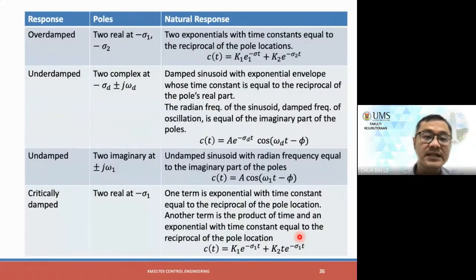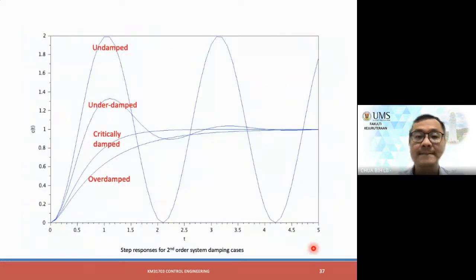So here is the summary of what we have discussed. For overdamped, we have two real roots, separately. For underdamped, we have two complex poles, separately. For undamped, we have two imaginary poles, without any real parts. And for critically damped, we have two real roots at the same value. And these are the responses of those. Any questions so far?